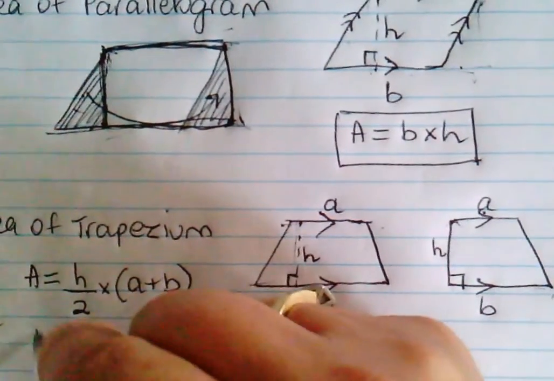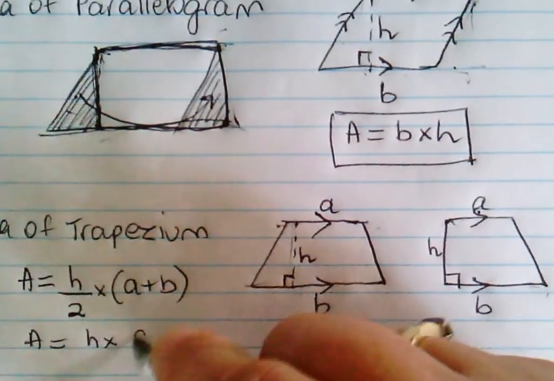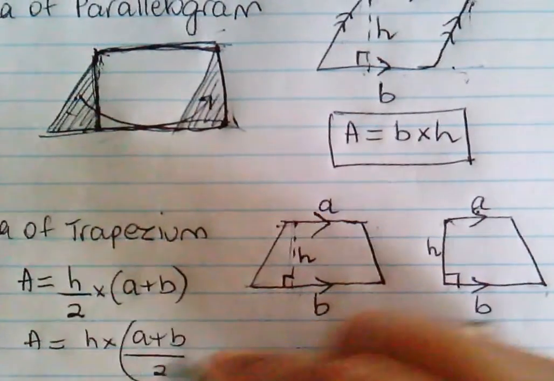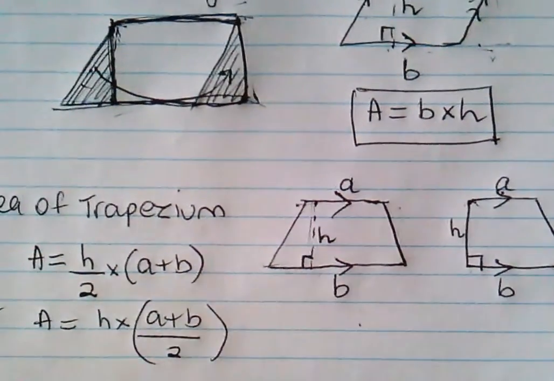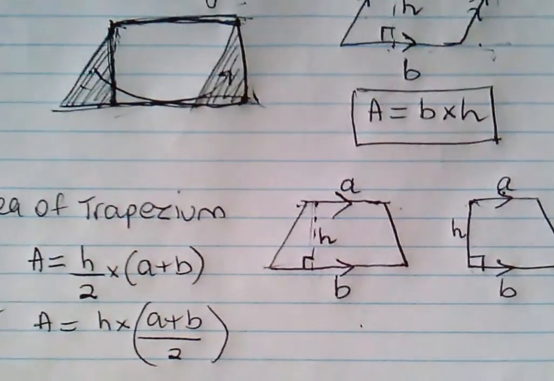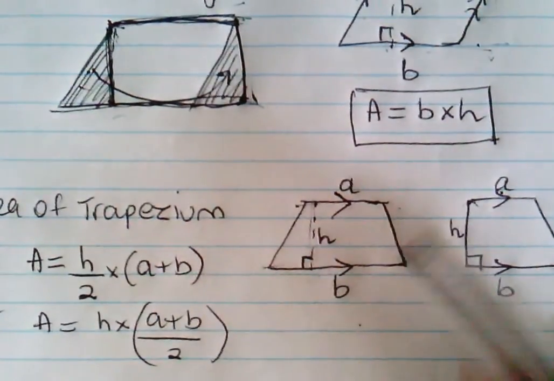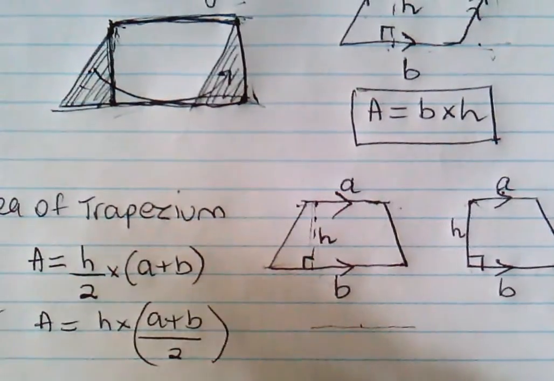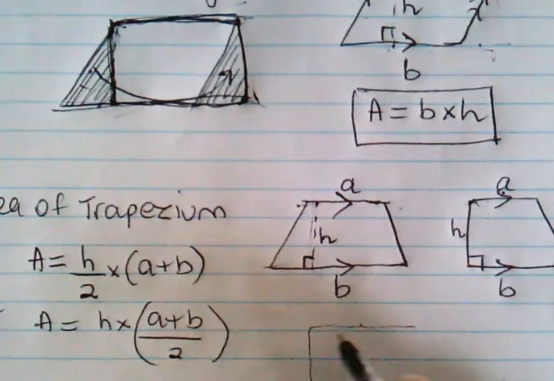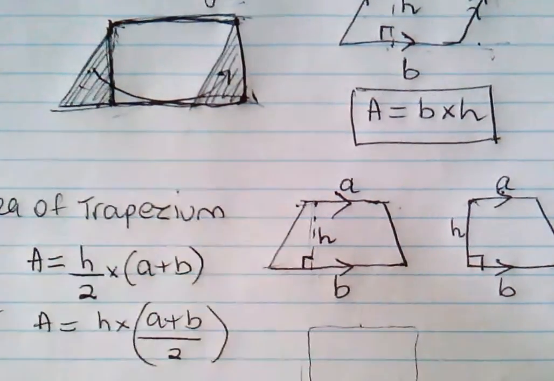Or you can go like this: H times (A plus B) over 2. When I do A plus B over 2, it's like I'm averaging A and B. I'm making them the same length. I'm doing the average of those two sides. So if I average out A and B, guess what I'm doing? I'm really just doing the area of a rectangle.